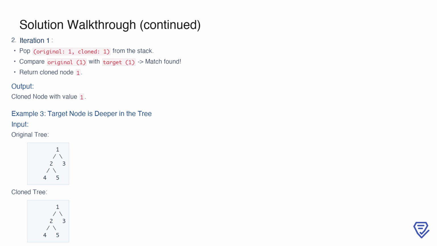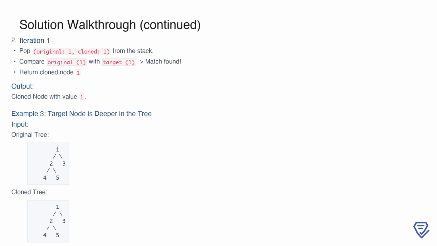Comparing the value of the original root node, 1, with the target value, we find that they are equal. This means we have already found our target. The corresponding node in the clone tree, which is also the root with value 1, is returned as the result.